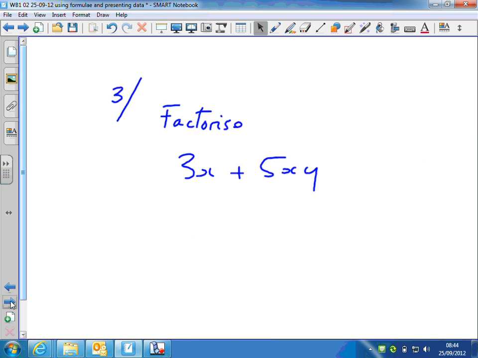Number 3, factorise. Anybody have a go at this one in the middle? What do you do? Bit awkward. What does factorise mean? Anyone? Look for a common element in each term. Look at this term, this is a term here, and this is another term, and these are elements in the term. Common element? X. So I can take X outside a bracket. What I'm left with inside the bracket, ask yourself, what do I times X by to get back to 3X? Answer? 3. Plus, what do I times X by to get back to 5XY? 5Y. Factorise means take out a common element from each term.